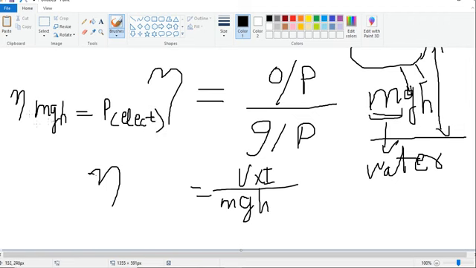So here we also know that we can write this formula as it is, but our basic formula of hydro is replaced here, mg with W. So we also know that weight equal to what? Mg. Weight equal to mg. So we can replace here efficiency into weight into height equal to power.